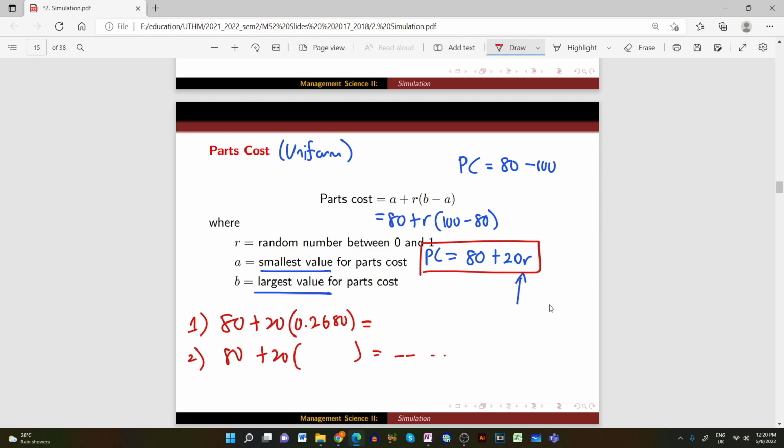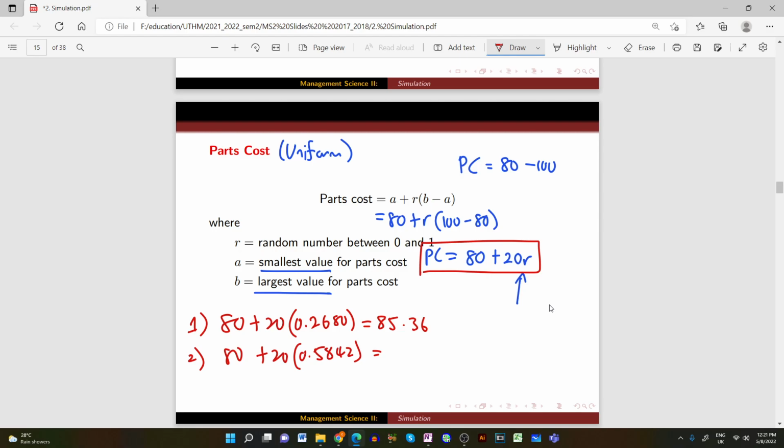This answer here, you will have here 85.36. And here the random number for the second one is 0. You can see that in your next slide. I just don't want to show you my next slide because it contains the answer I want you guys to do first.